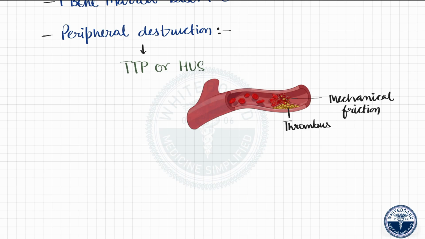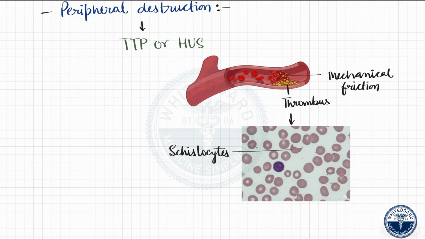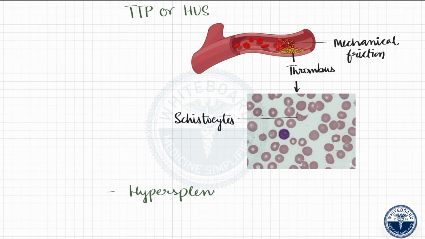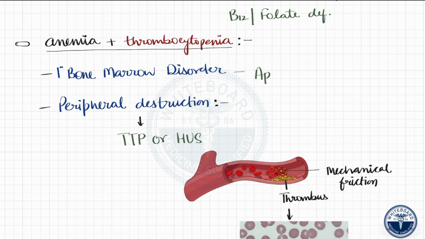Because the red cells are physically injured as they pass through, they break into irregular fragments. For this reason, we examine the peripheral blood smear for schistocytes, which are abnormally shaped red blood cells formed due to mechanical injury. Hypersplenism can also lead to cytopenia, as an enlarged spleen sequesters and destroys both RBCs and platelets. Bone marrow disorders, including aplastic anemia, which may begin with bicytopenia and progress to full pancytopenia, must also be considered.